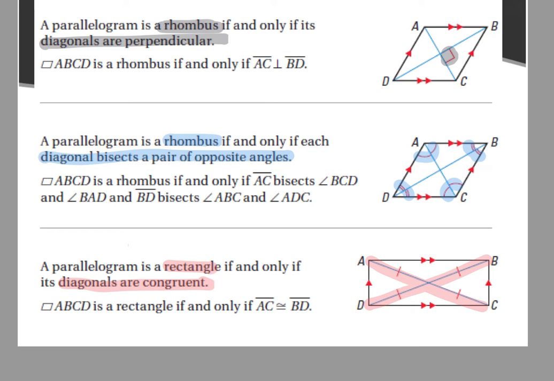If it's true that the diagonals are congruent for a rectangle, what else always has congruent diagonals? A square. So if it's true for a rhombus, it's true for a square. If it's true for a rectangle, it's true for a square.